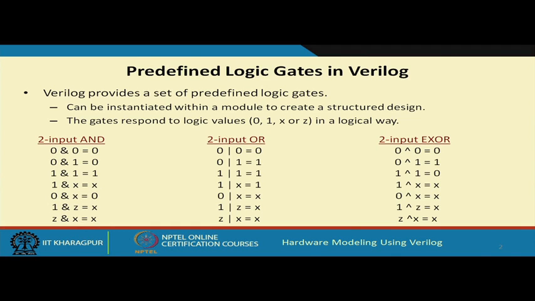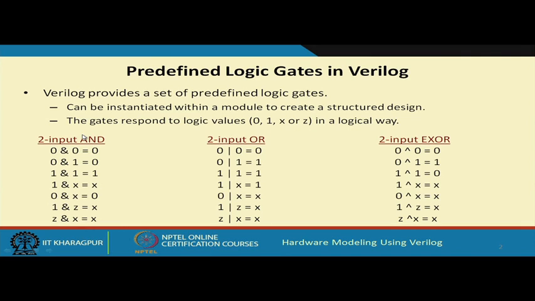So, we have already seen some of these gates: AND, OR, NOT, NAND, NOR, XOR. Verilog provides predefined logic gates, as I said, and we have also talked about earlier that in Verilog we support 4 logic values, or states: 0, 1, undefined and high impedance.